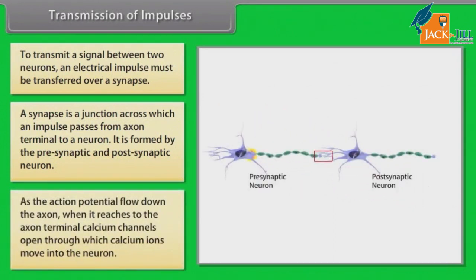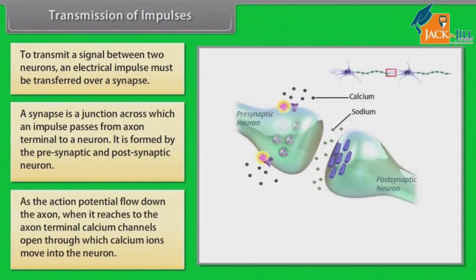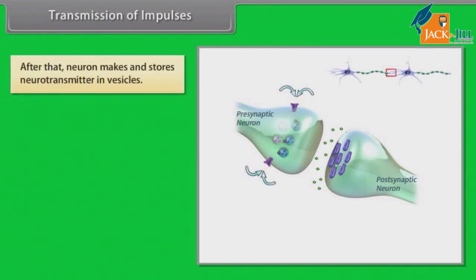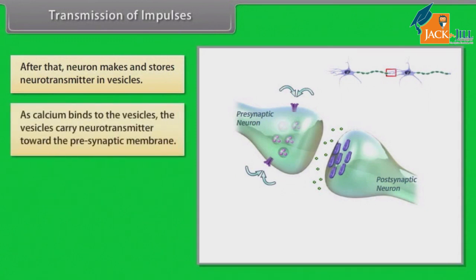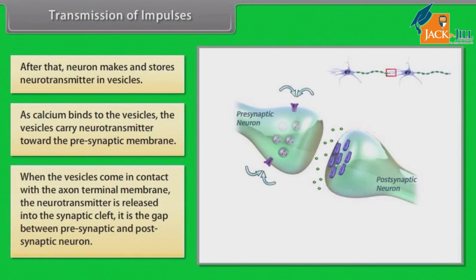As the action potential flows down the axon, when it reaches the axon terminal, calcium channels open, through which calcium ions move into the neuron. After that, the neuron makes and stores neurotransmitters in vesicles. As calcium binds, the vesicles carry neurotransmitter towards the presynaptic membrane. When the vesicles come in contact with the axon terminal membrane, the neurotransmitter is released into the synaptic cleft. It is the gap between the presynaptic and postsynaptic neuron.